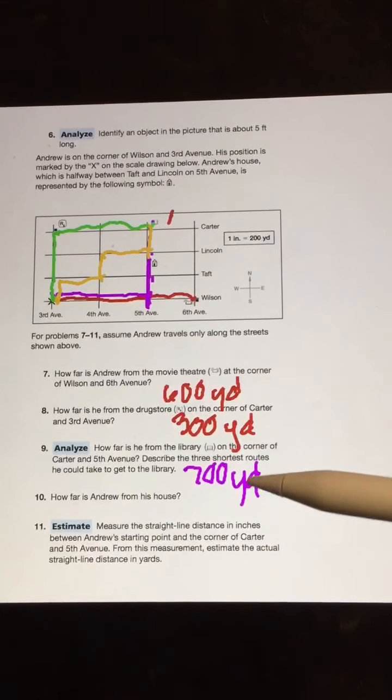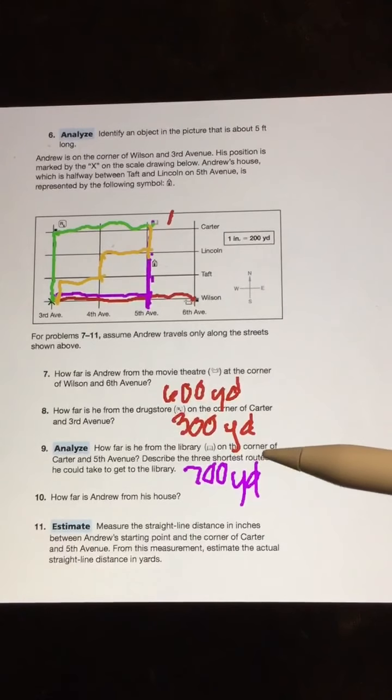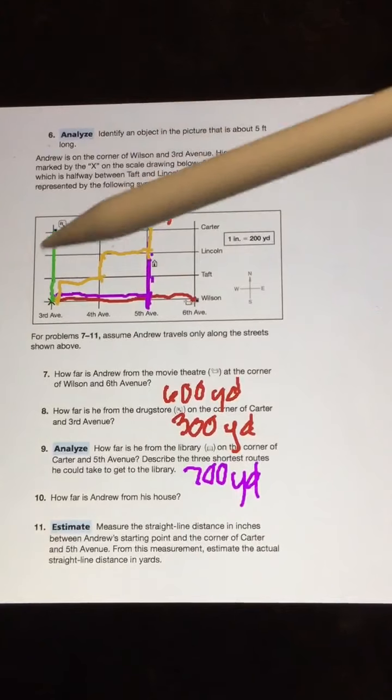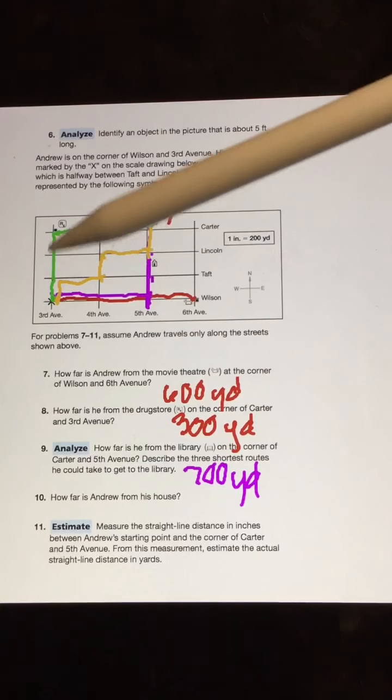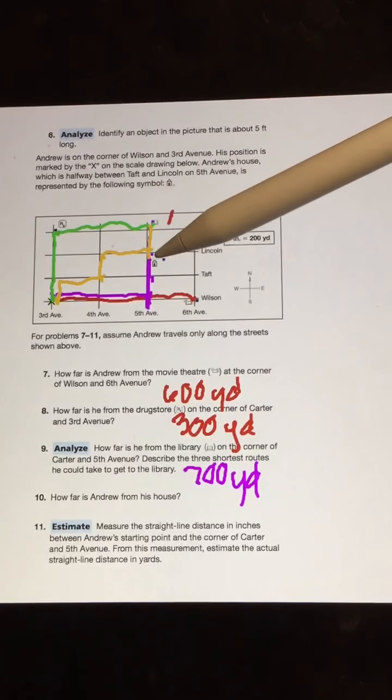So those are three routes that Andrew could take. How far is Andrew from his house? All right, let's do a different color for Andrew from his house. Now Andrew is still in the corner, even though we've been making him travel all over the place. His house is right over here.